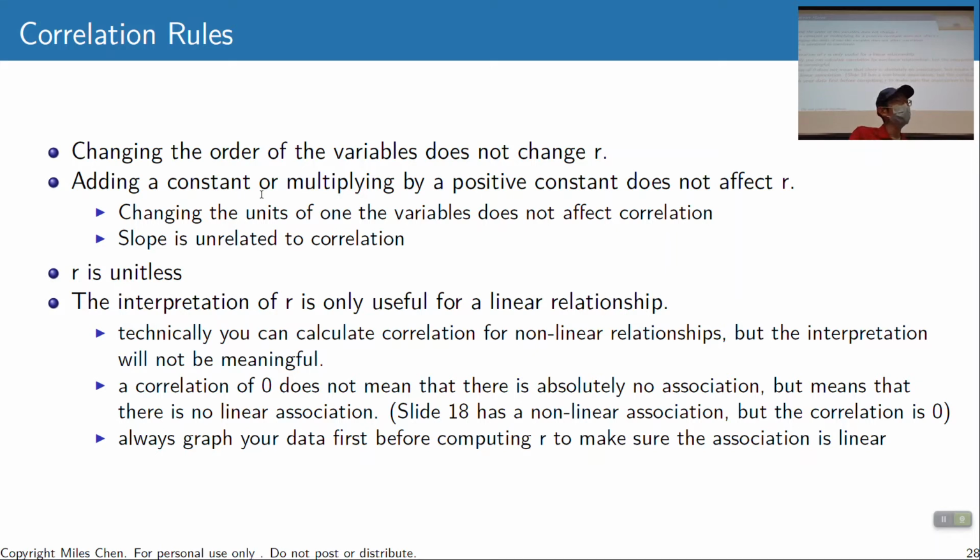Temperature, going from Celsius to Fahrenheit, which involves adding a constant and multiplying by a positive constant, that also does not affect correlation. So you can switch from Kelvin to Celsius to Fahrenheit. It's fine.